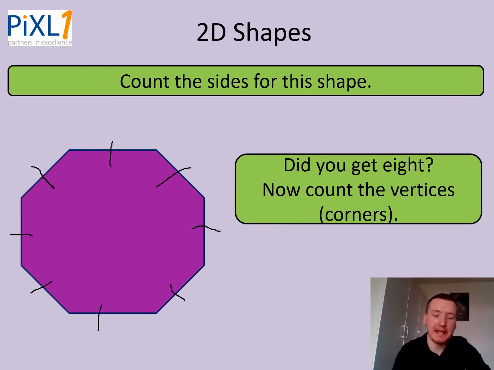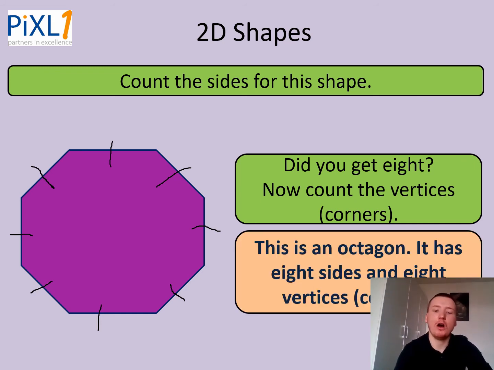Well done if you came up with the answer octagon. Now an octagon, remember the first part of the word is oct. An octopus has 8 tentacles, so that means an octagon has 8 sides. Remember we counted 8 sides, which means if I circle all the vertices, all the corners, we will have 8 vertices because we have 8 straight sides. So well done if you came up with the answer 8 sides and octagon.